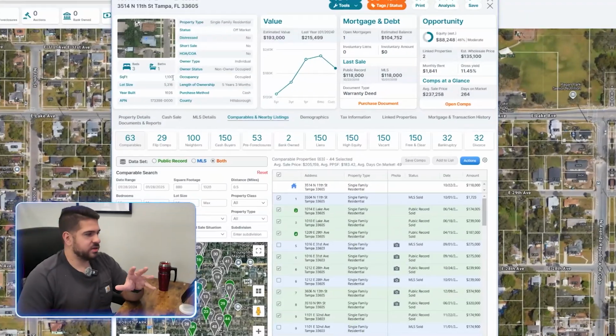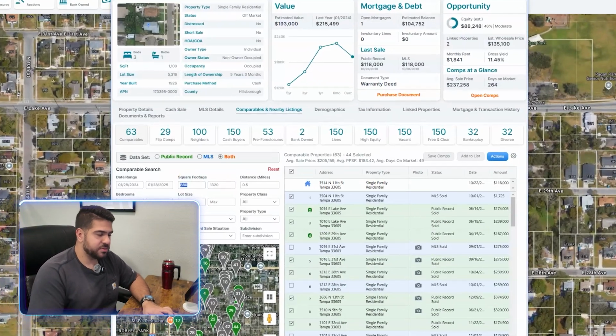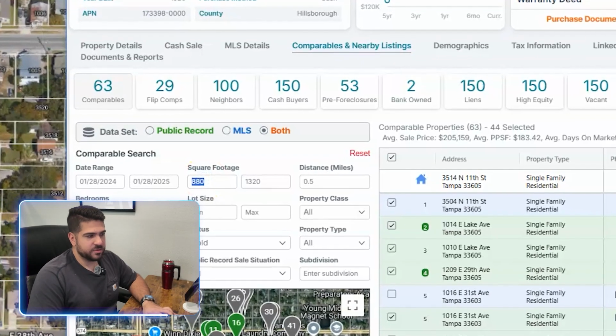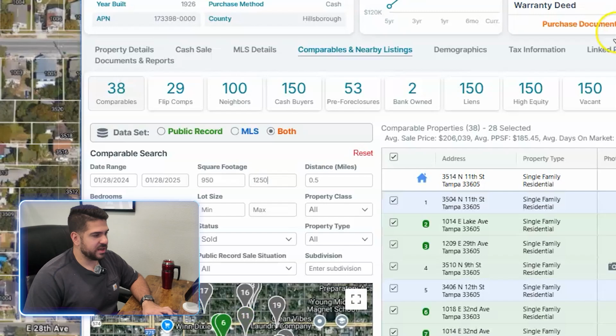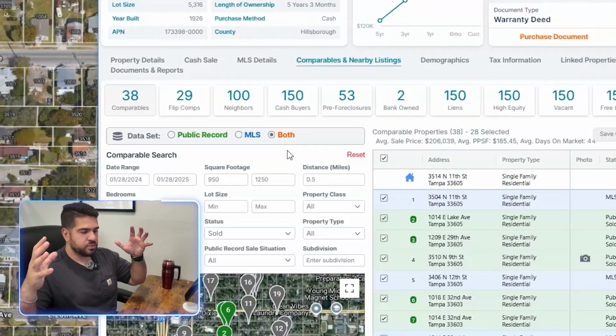I like to be within 150 square feet. So if I was running comps, I would adjust this. I would go at least 950 to 1250. That limits our comps and brings them down, especially when you have so much information. I like to be within 150 square feet, especially in the smaller homes. When you're working on homes that are like 2,500, 3,000 square feet, then you can maybe increase it to that 10%, 15% mark. But on the smaller homes, 150 square feet is more than enough.